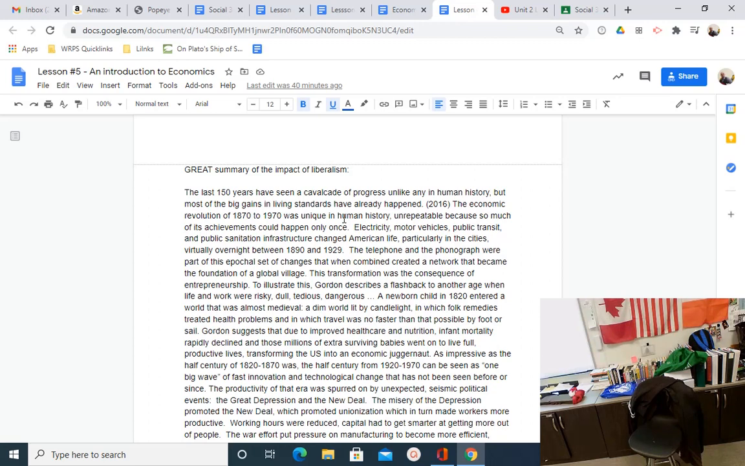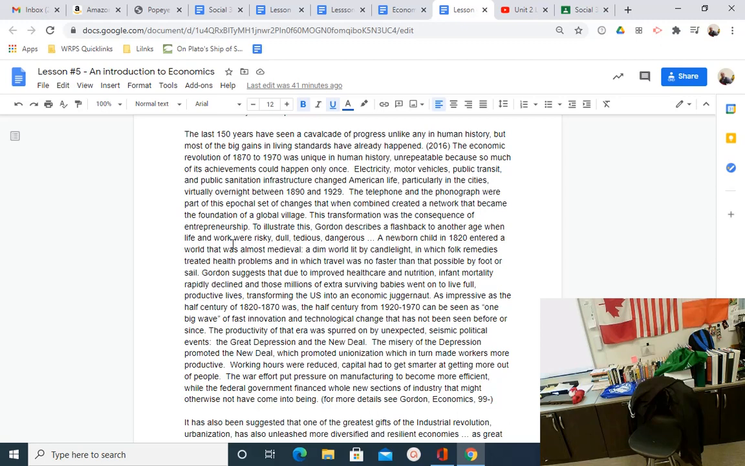The economic revolution of 1870 to 1970 was unique in human history, unrepeatable because so much of its achievements could happen only once. Electricity, motor vehicles, public transport, public sanitation, infrastructure changed American life, particularly in the cities, virtually overnight between 1890 and 1929. The telephone and the phonograph were part of this set of changes that, when combined, created a network that became the foundation of a global village. The transformation was a consequence of entrepreneurship. And entrepreneurship is connected to economic individualism.